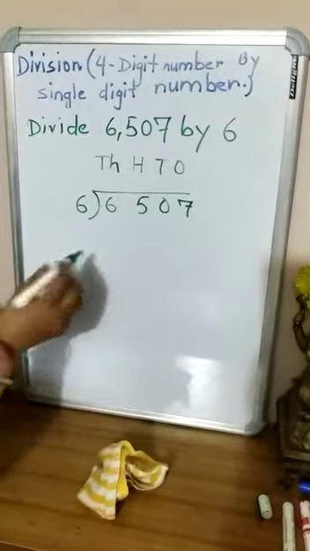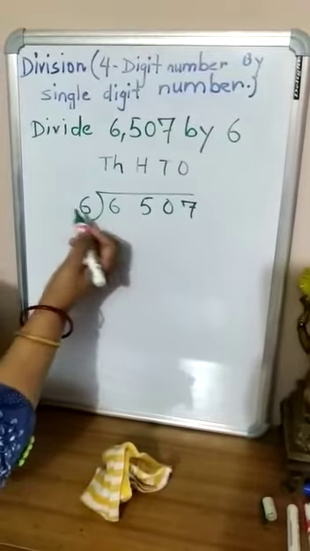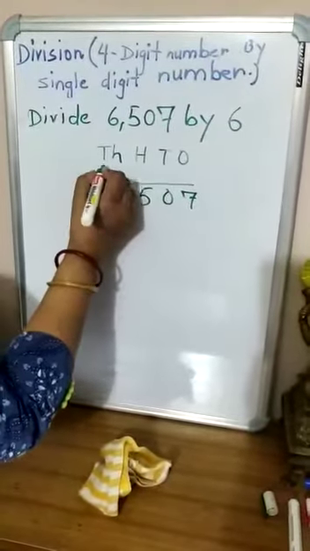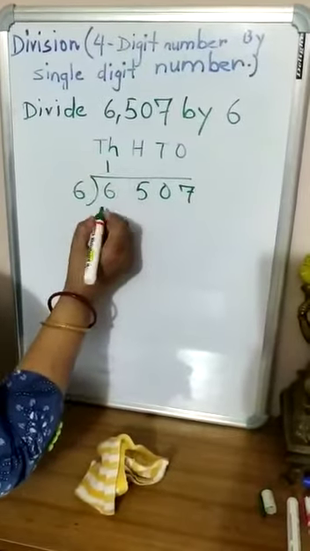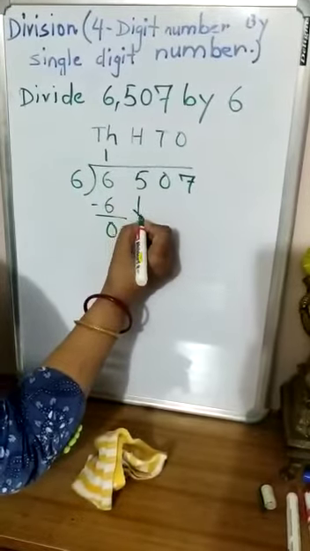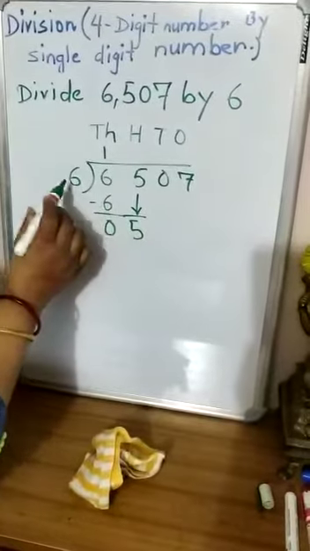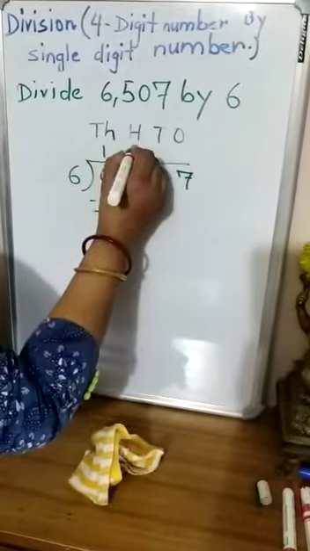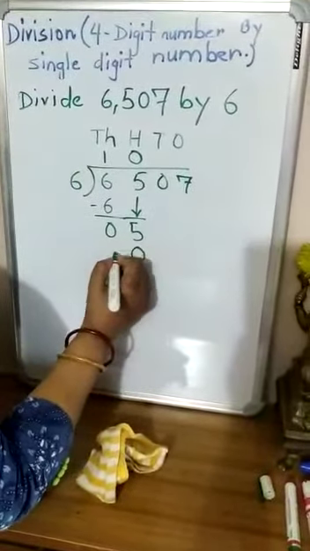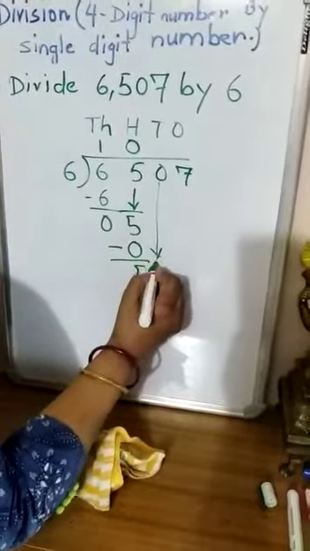Now I will start the division from the extreme left side, the highest place value, 6, that is 6000. 6 is equal to 6, so it is possible to divide. So 6 ones are 6. 1 will be at the thousands place. 6 minus 6 is 0. Now I will put down this 5 along with 0 and it becomes 5. Now here 5 is less than 6. So I will multiply 0 with 6. 6 zeros are 0. So 5 minus 0 is 5. Now I will put down this 0 along with 5.